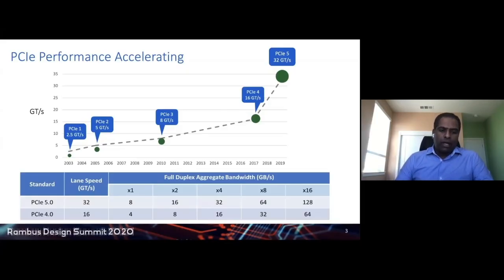If you look at the table, for Gen 4, each lane will be running at 16 gigabits per second. With those speeds, we'll be able to achieve 64 gigabytes per second full duplex aggregate bandwidth. If anyone is looking for more bandwidth than 64 gigabytes per second, we have to use PCIe Gen 5, and each lane will be running at 32 gigabits per second, and the overall throughput can be up to 128 gigabytes per second.